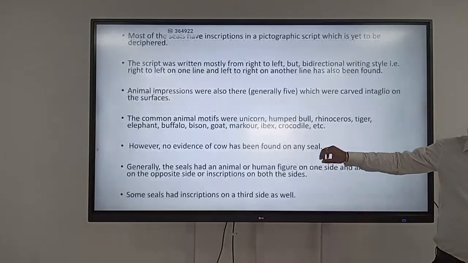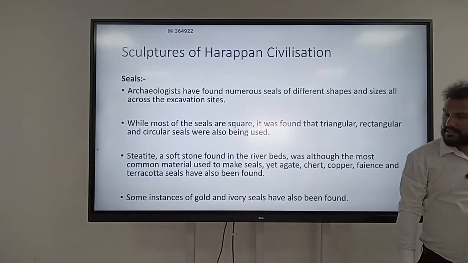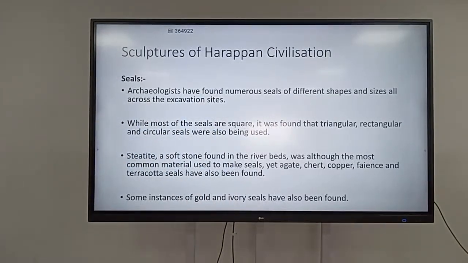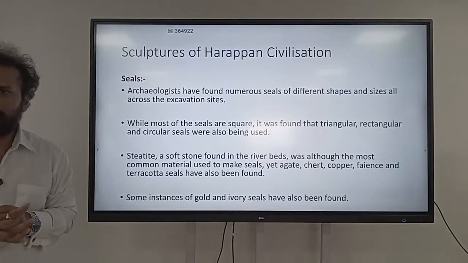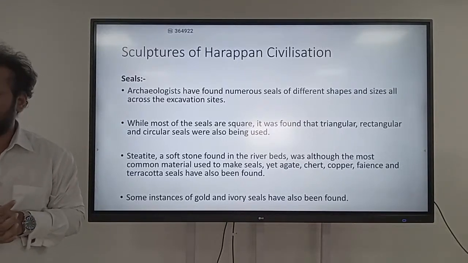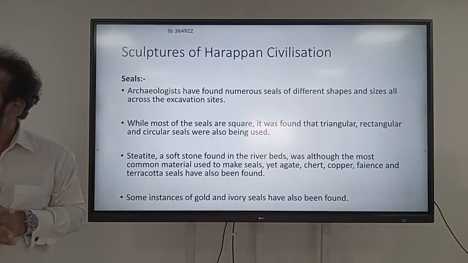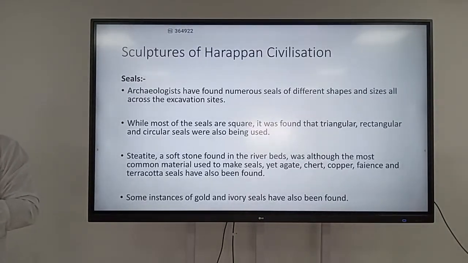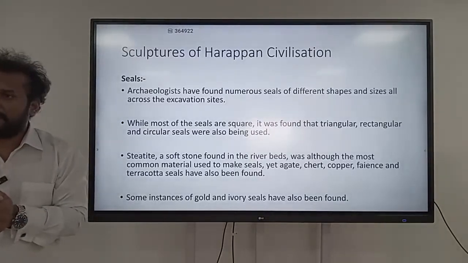Small seals are there. Archaeologists, during excavation, found a large number of seals in Harappan civilization sites. Those seals are made of metal as well as stone. And now the shape of the seals.